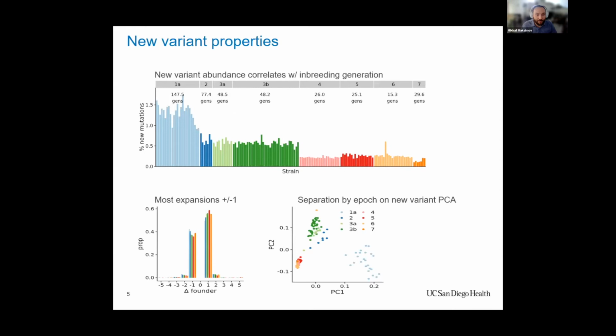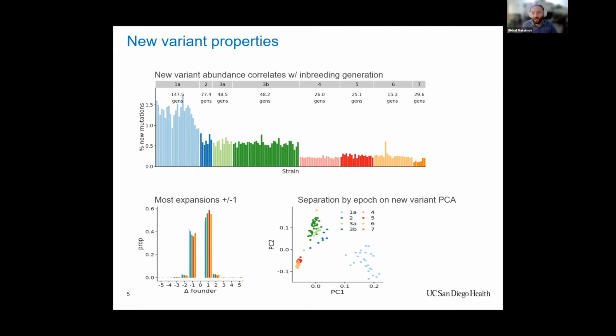So in terms of properties of these new variants, as expected, we have a pretty nice correlation in the abundance of new STR mutations with the number of inbreeding generations that the strains have undergone. Top panel here shows the abundance of new variants per strain for each epoch. And most of the repeats in the bottom left, the contractions or expansions, are just a plus or minus one repeat unit, with some larger ones as well that can happen. And the majority just appears in one strain.